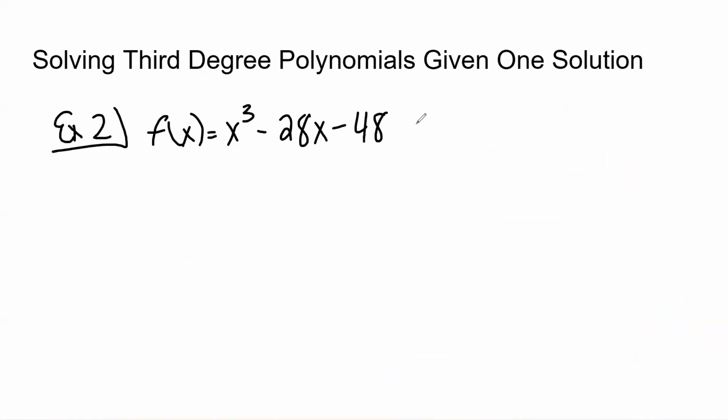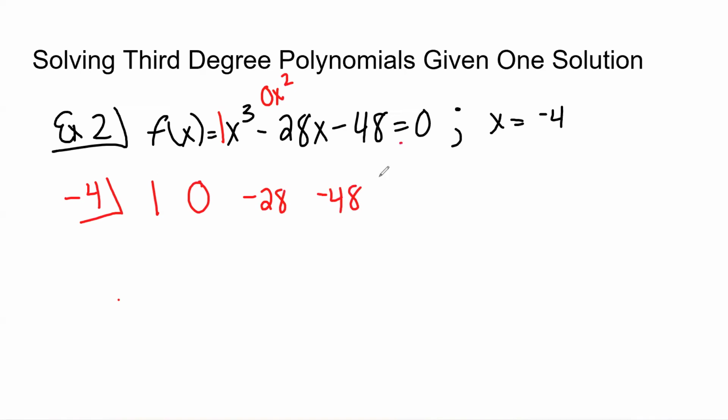Here's example 2. I have x cubed minus 28x minus 48 equals 0, and they tell us that x equals -4. So that is one of our answers. We're going to put that answer that they told us into synthetic. There's a 1 here. Be careful, there's 0 x squares, just like in our previous example.